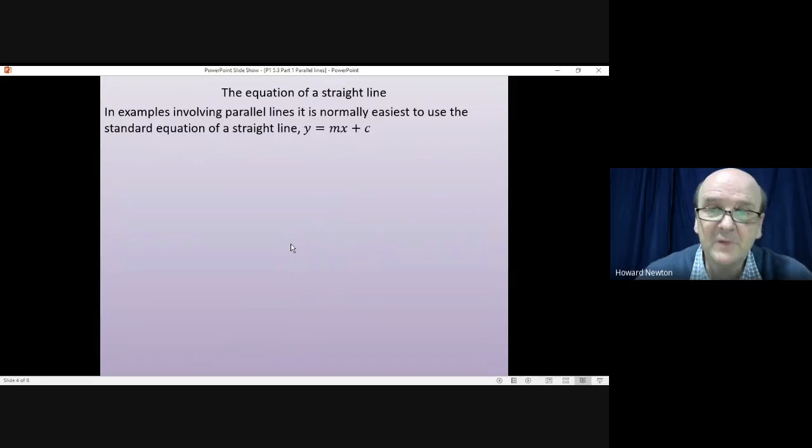In examples involving parallel lines, it is normally easiest to use the standard equation of a straight line, y equals mx plus c, because you can read the gradient of the line straight off the equation.